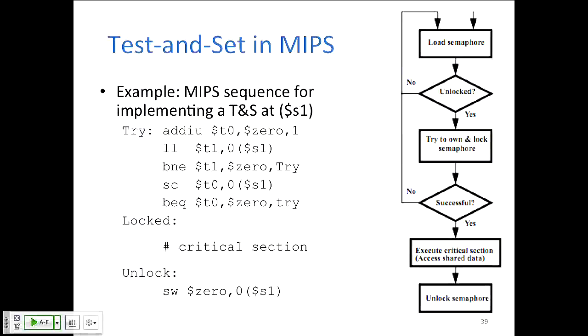So this looks a lot like what we had before. You put a 1 into T0. You load linked the location of the lock, S1. If you find that it's not 0, that means it's locked. Repeat. So you're just repeatedly going around here trying to do load linked.